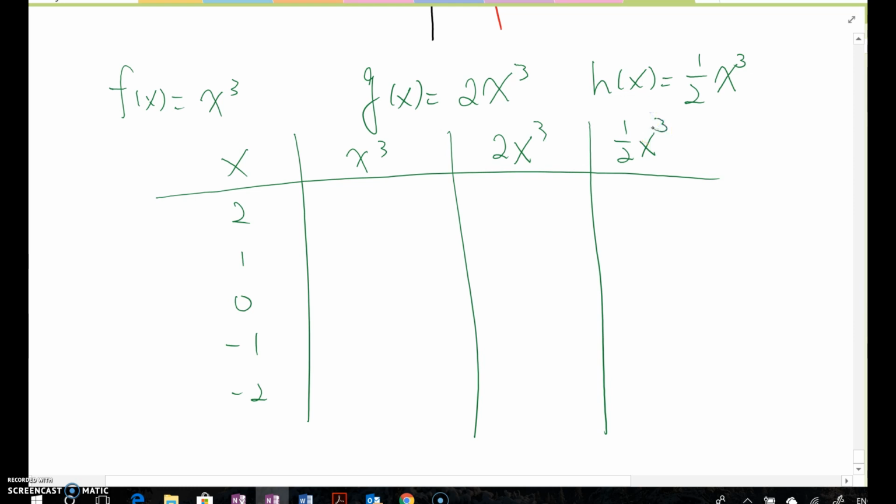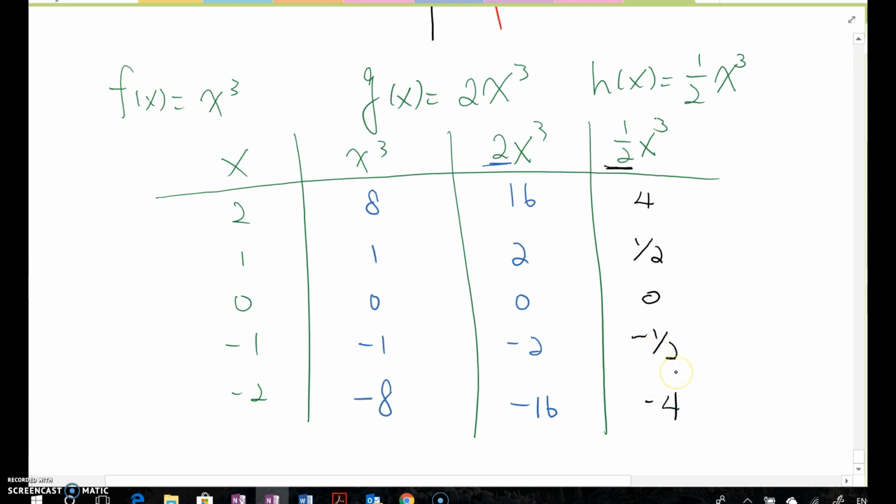We know the original function values, which are 8, 1, 0, negative 1, negative 8. Now this means we're doubling them here, so they become 16, 2, 0, negative 2, negative 16. But in this case, we are halving them, so they become 4, 1 over 2, 0, negative 1 over 2, and negative 4. Okay? So let's use GeoGebra and look at those graphs, and then we can talk a little more.